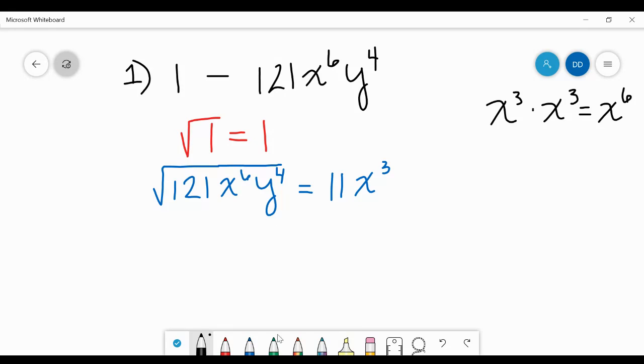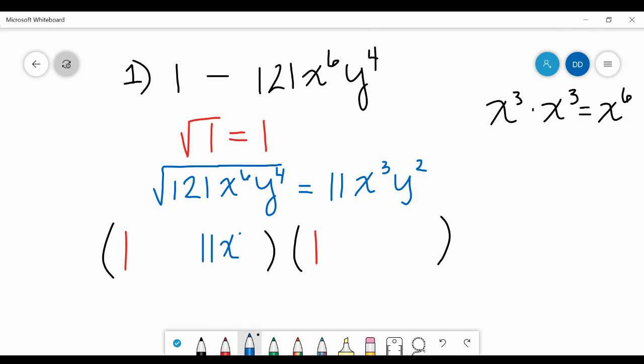So we're going to do the same thing with y to the 4th. Take that exponent, divide it by 2. We're going to get y squared. Now you make both sets of parentheses. We're going to have the first term go first, so 1 is going to go first in both. And then we're going to have our 11 x to the 3rd y squared go second in both sets. So 11 x to the 3rd y squared, and we're going to put a plus and a minus, and that's it.